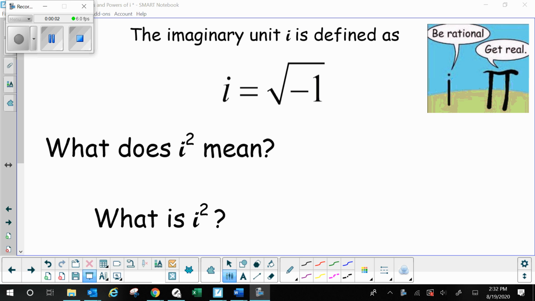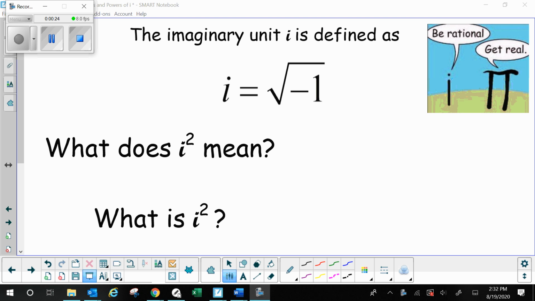Going to talk about multiplying complex numbers and the powers of i. So you learned that i equals the square root of -1. Well, what does i squared mean? If you know that the definition of i is the square root of -1, you're going to multiply that times itself to square it.